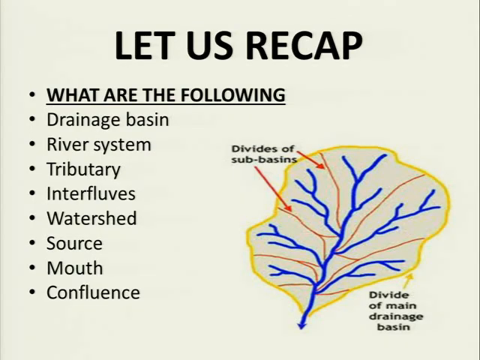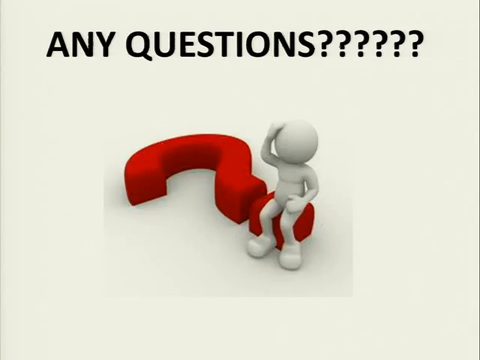Let us recap. Remember, you must be able to identify the drainage basin, the river system, the tributary and the interfluve, the watershed, the source, the mouth, and the confluence. Please feel free, if you do have any questions, to post them now so that I can answer them later on for you.